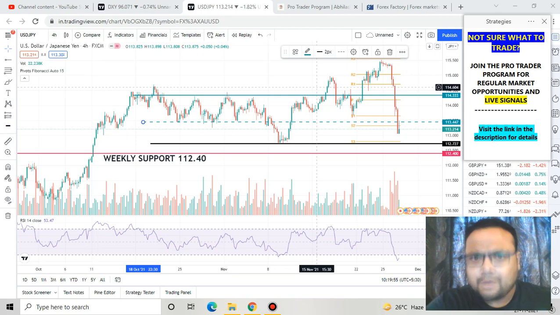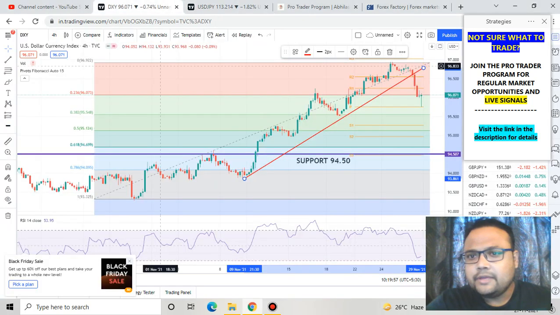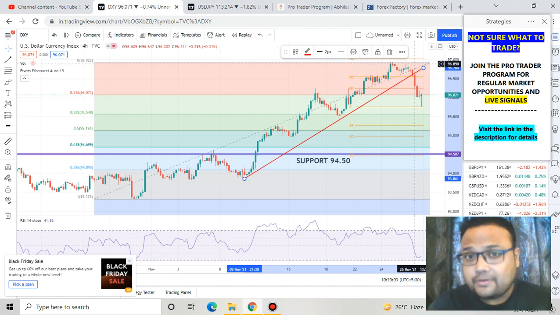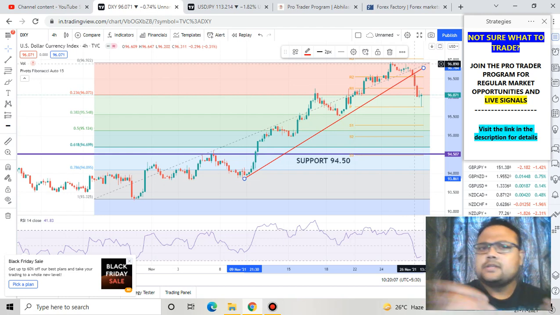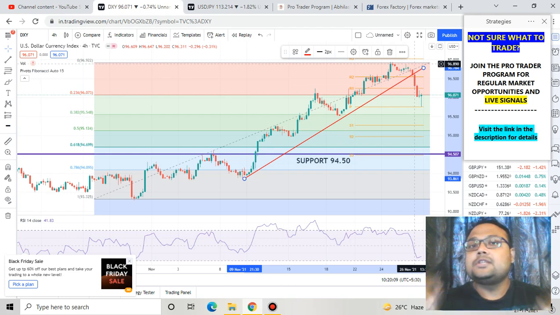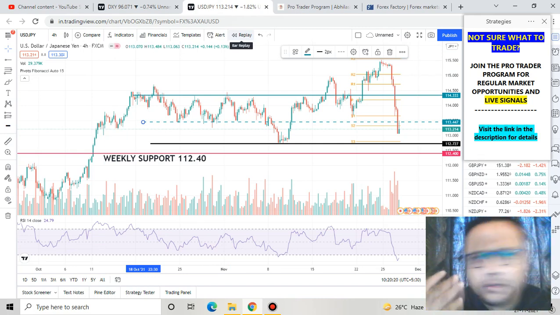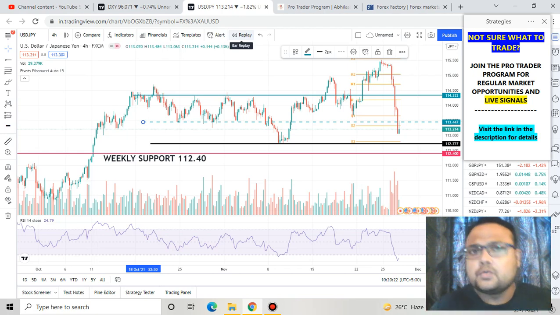USD JPY. If you look at the chart of DXY, yes, the US dollar was under pressure because of the new variant of coronavirus, the vaccine resistant coronavirus. USD was under pressure and JPY was the strongest currency yesterday. As a result, we saw heavy selling on all the JPY pairs: GBP JPY, CAD JPY, USD JPY, all the JPY pairs were under extreme pressure here.